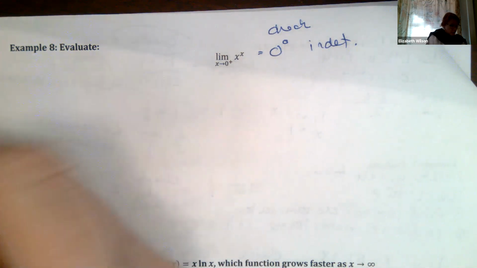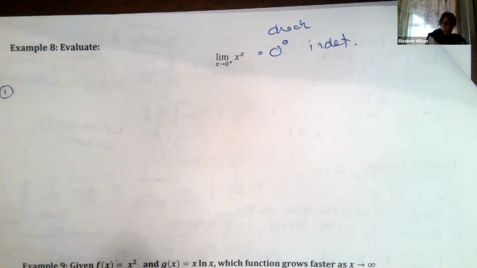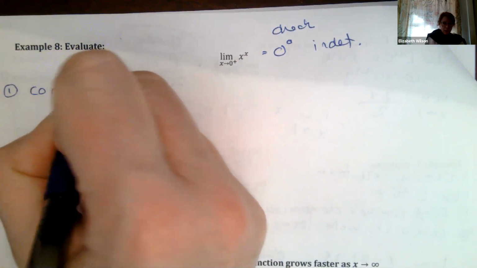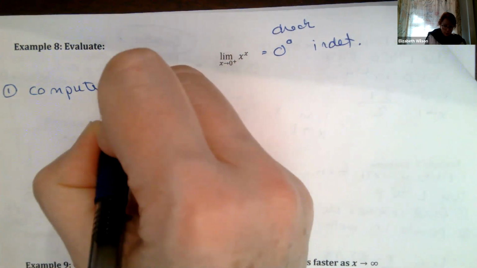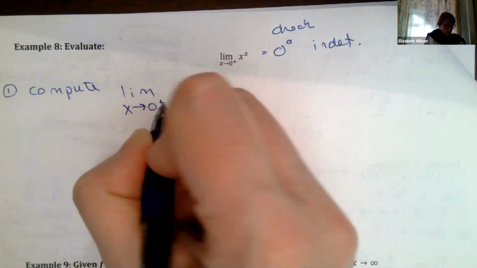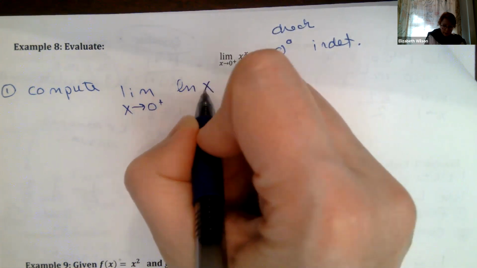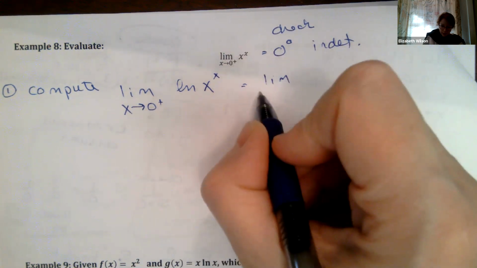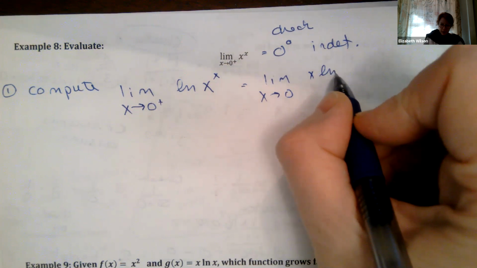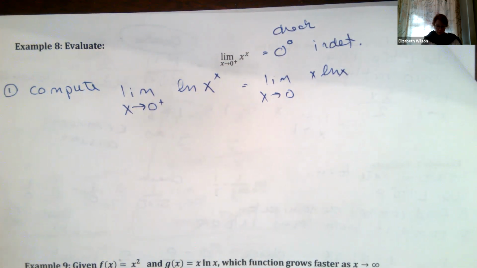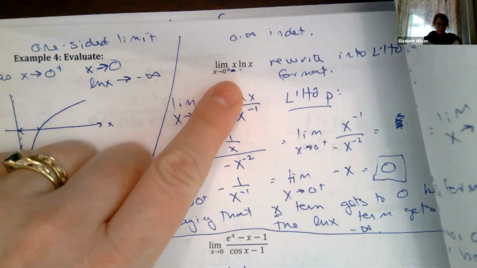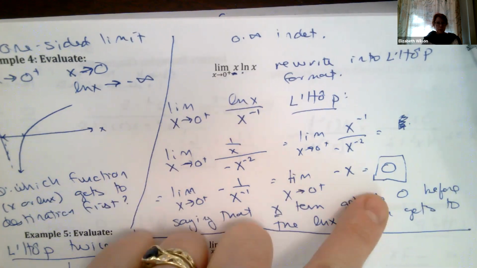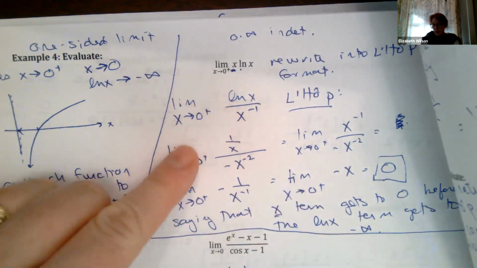So let's think. What I need to do is first rewrite this. I'm going to do a little bit of background work. I'm going to compute the limit as x goes to 0 of the natural log of x to the x. Remember we did this, limit as x goes to 0 of x ln of x. Yes, this is example 4. We did this yesterday. In example 4, we did x ln of x and we showed that it was equal to 0. We happen to have done it already.